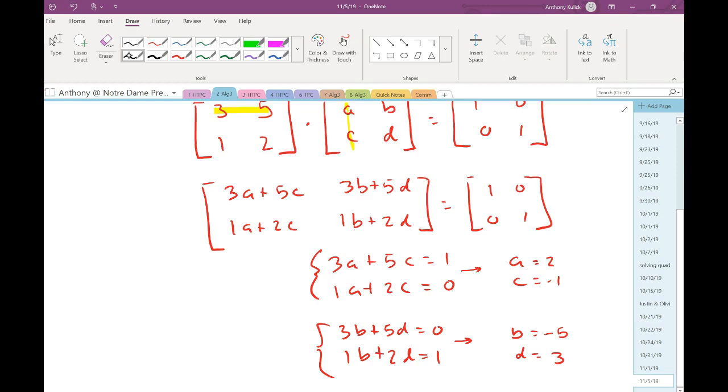When you solve a system of equations, do you always get an answer? No, right? What can happen here? You get no solution or infinitely many solutions, right? If no solution is a possibility, what does that tell you about these multiplicative inverses? They might not exist, right? So not every square matrix is going to have a multiplicative inverse.